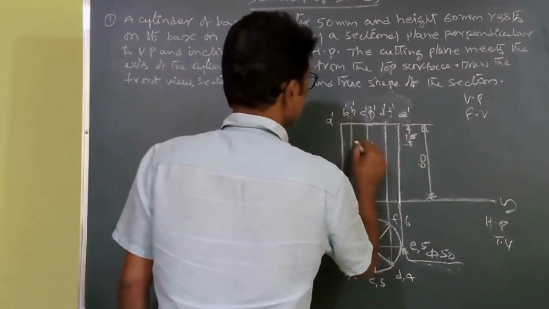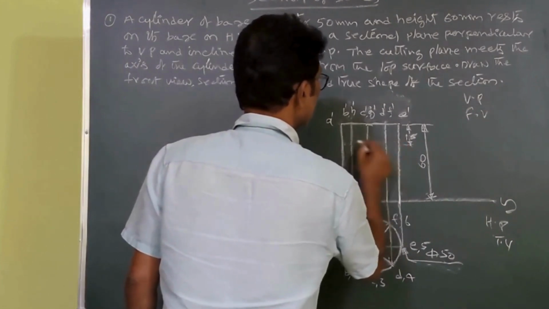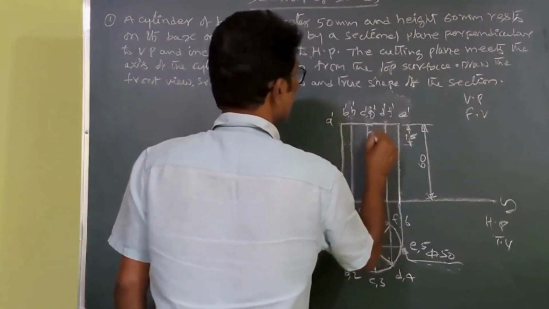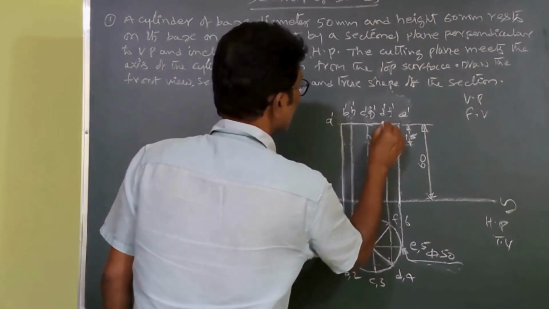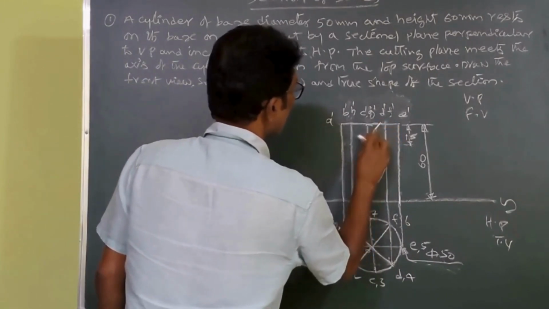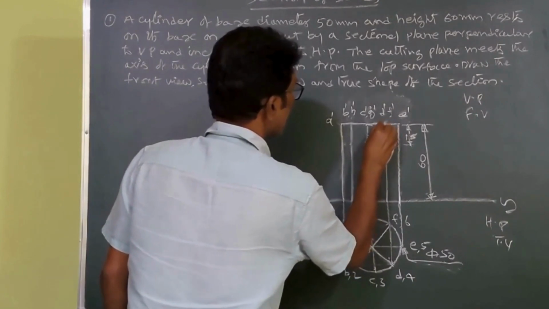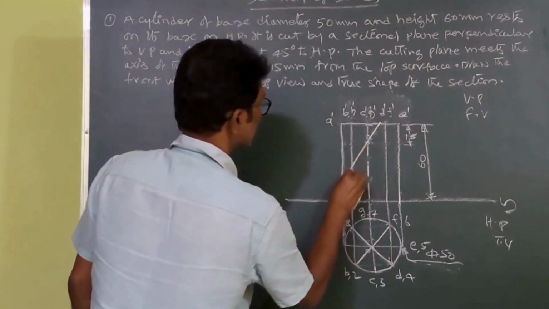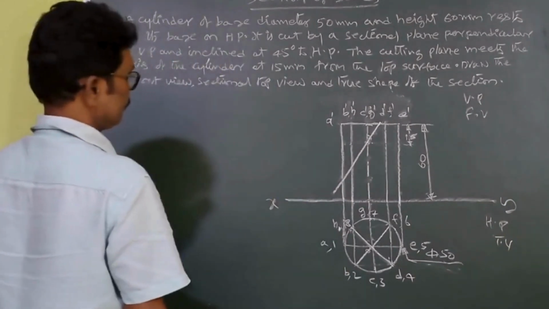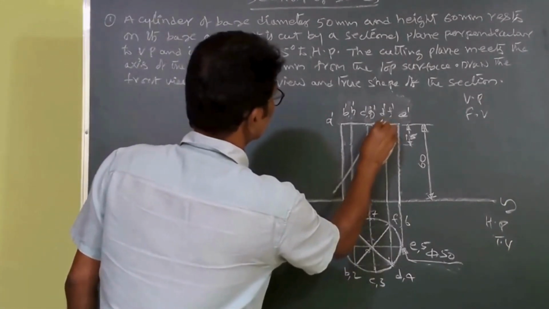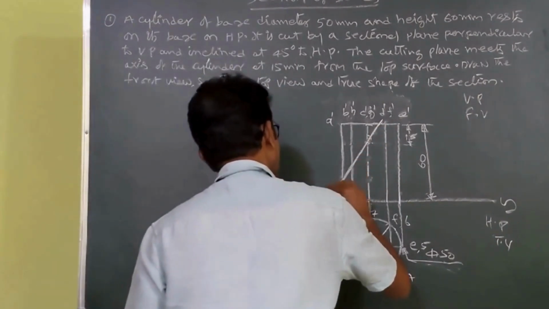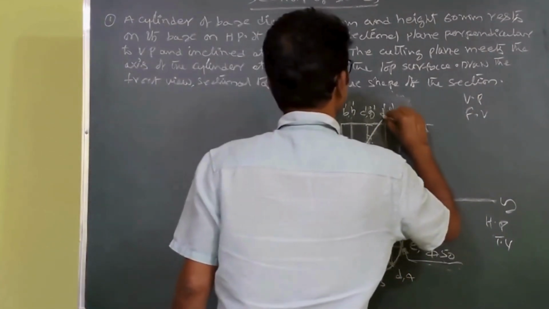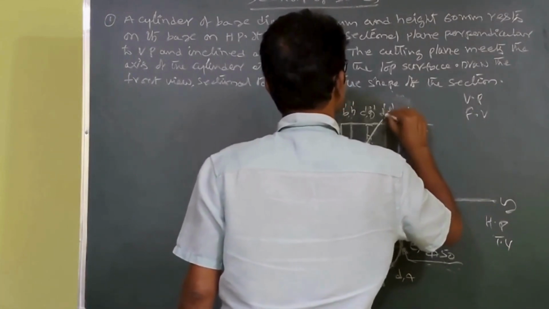With reference to this line, you set the 45 degrees angle here, look at the point here, and draw the line which is the cutting plane edge like this. This is the cutting plane. Let us say this is VT, because it is cutting in the vertical plane. We are showing it in the vertical plane, so it is represented by VT.